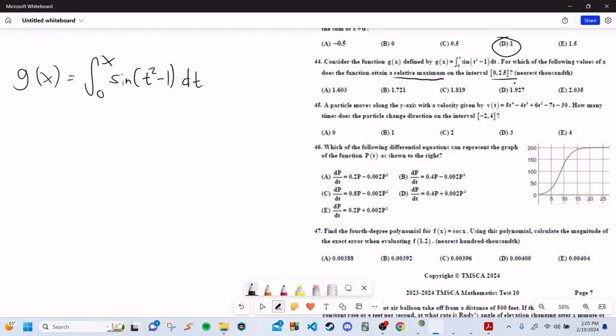So if you think about what this question's asking. Okay, so we have this function in the integral. So here's a thought. We want to find the maximum of g of x. So let's call this equation right here f of x for now, or f of t. In order for g of x to have a relative maximum, what must be true of f of t?